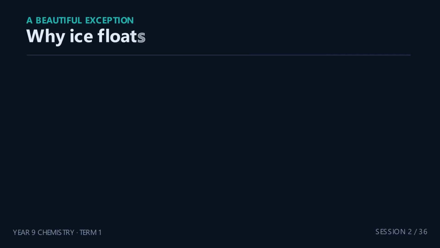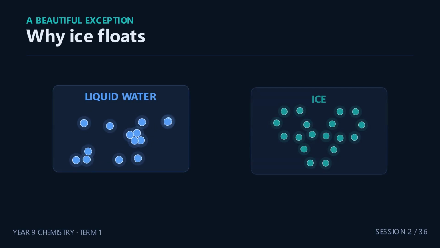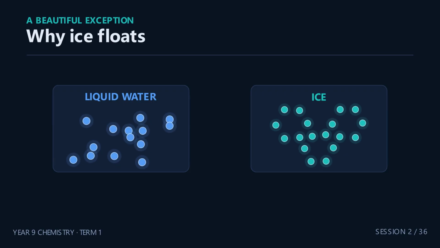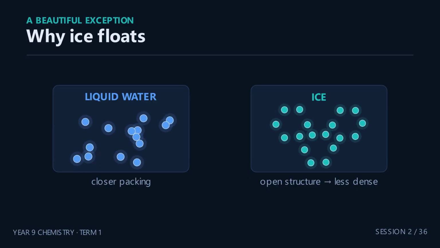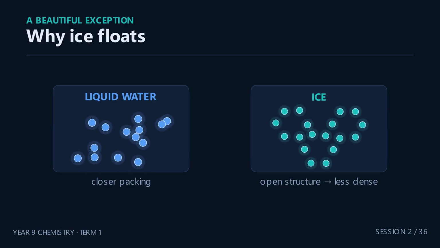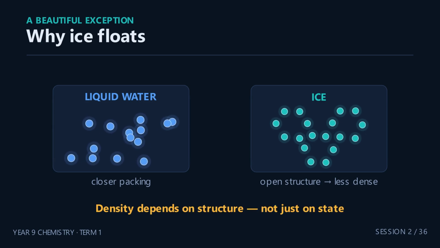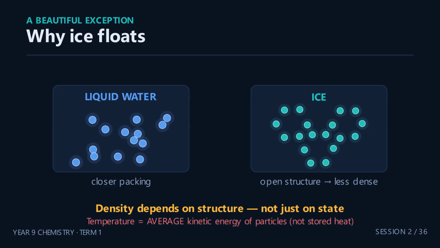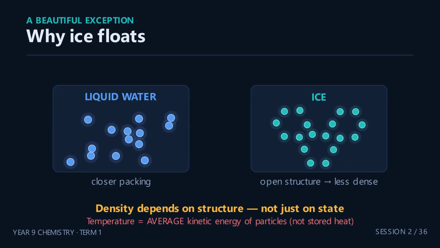Here is a beautiful exception. Ice floats on water, so solid water is less dense than liquid water. Why? When water freezes, its molecules lock into an open structure with more empty space than in the liquid, so density depends on chemical structure, not just on closeness of packing. And one misconception to clear before we finish. Temperature measures the average kinetic energy of the particles. It is not a measure of how much heat a substance stores.